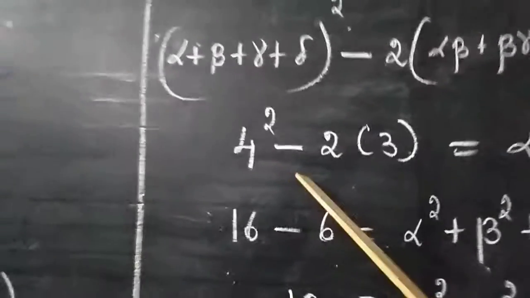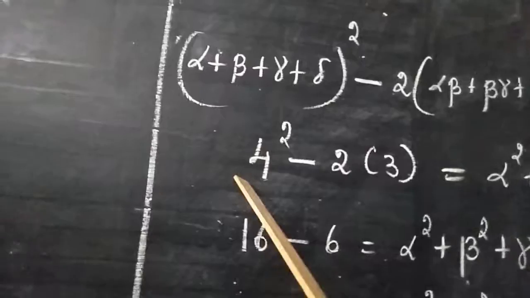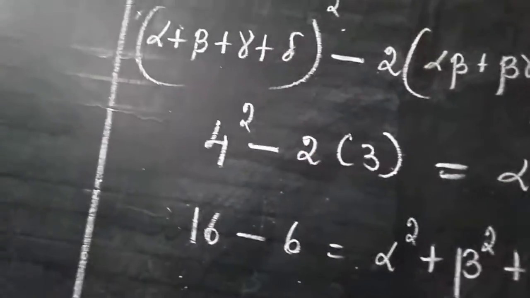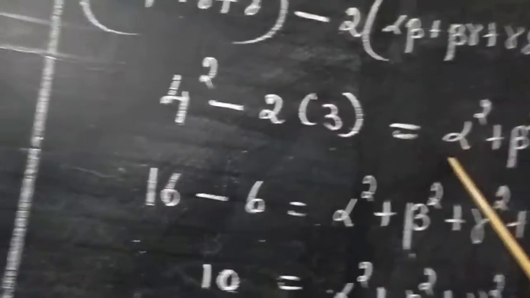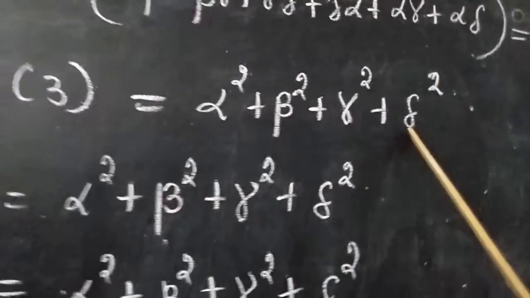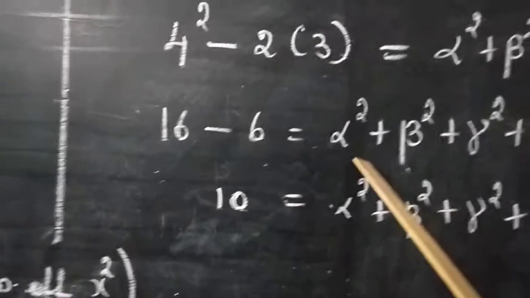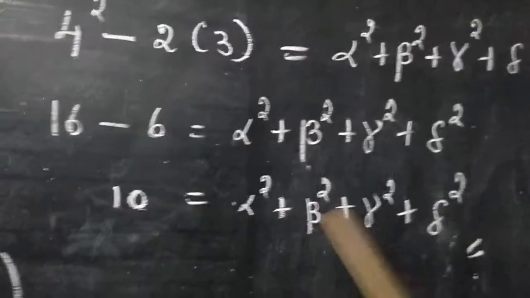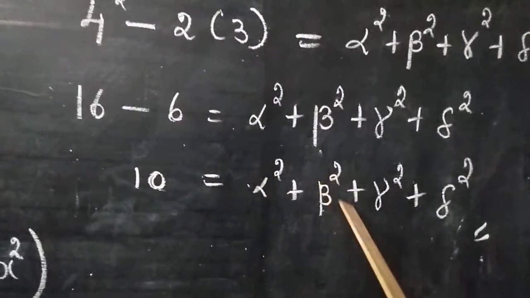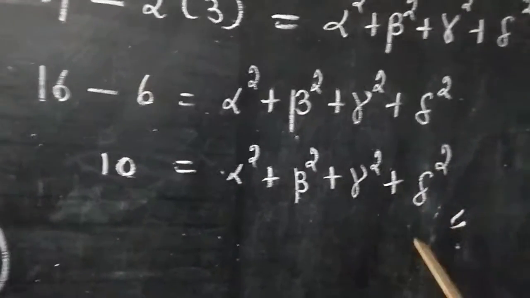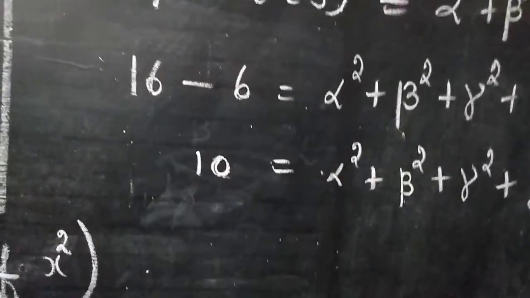Now here we know the value of alpha plus beta plus gamma plus delta, the value is 4. So we are substituting 4 square minus 2 into this value, which is 3, already we found out here. So now 2 into 3, that is equal to alpha square plus beta square plus gamma square plus delta square. Now if we simplify, we get 16 minus 6 is equal to alpha square plus beta square plus gamma square plus delta square. So finally we get the value, that is 10. This is the thing they are asking us to find out, the sum of the squares of all the roots. So we obtain the answer.